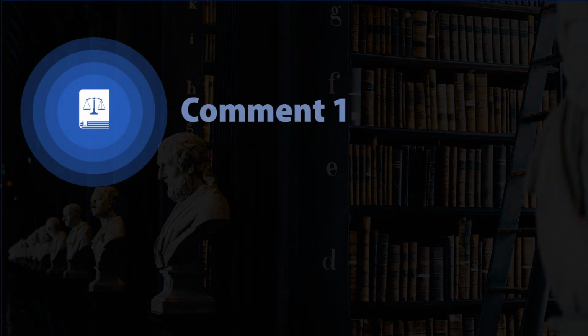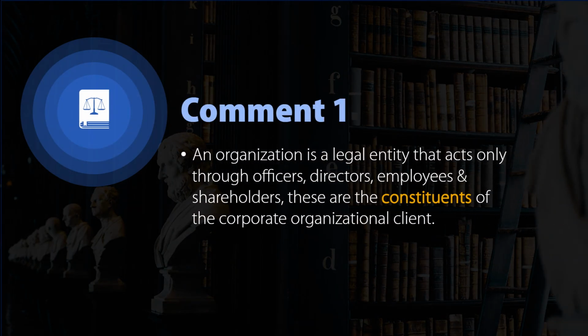Comment 1 gives us a definition. An organization is a legal entity that acts only through officers, directors, employees, and shareholders. These are what we call the constituents of the corporate organizational client. So when we talk about some of the duties under the other model rules like confidentiality, it applies to the entity. But in practice, that means it's going to apply to communications from those constituents who can act on behalf of the entity, who have legal authority to do that.